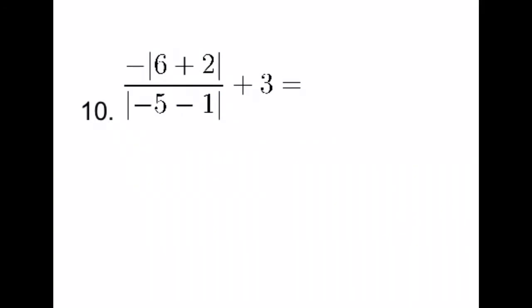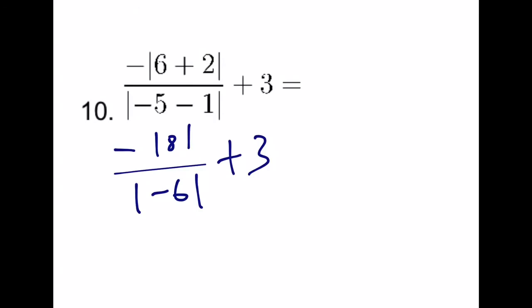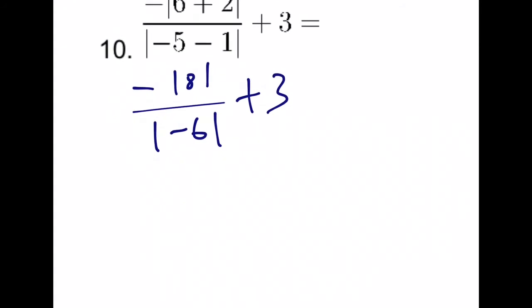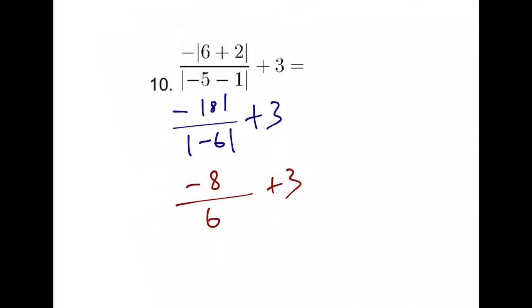This last one, the first step is the absolute value brackets. So I take 6 plus 2 and negative 5 minus 1, and I get this. Next step is to resolve the absolute value brackets. So this becomes negative 8 on top and positive 6 on bottom. Then I'm going to take negative 8 divided by 6. And I can simplify this by dividing both by 2. And I end up with negative 4 over 3.